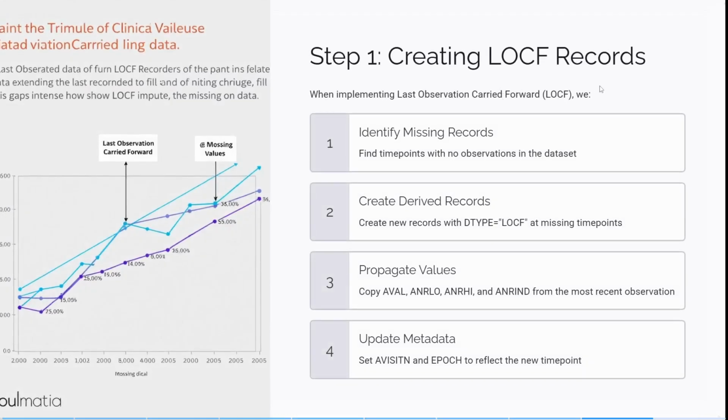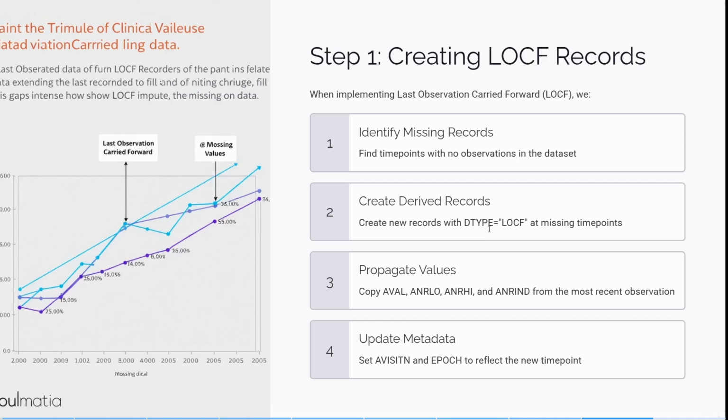So, creating the LOCF record: when implementing last observation carried forward, we identify missing records, finding the time points with no observations in the dataset. Then create derived records: create new records with DTYPE equal to LOCF at the missing time points, and propagate the values.